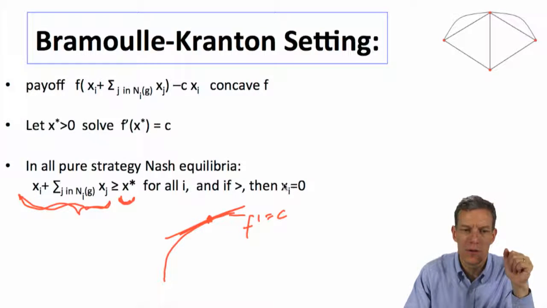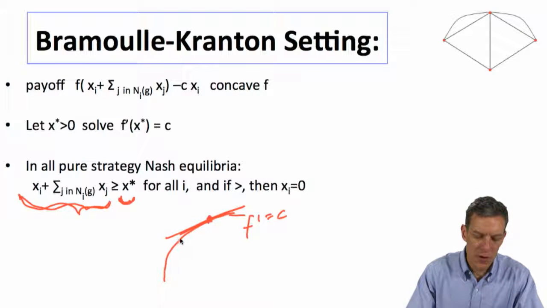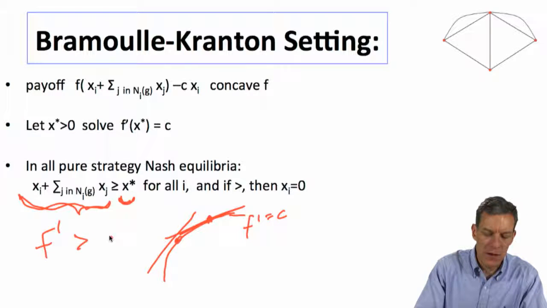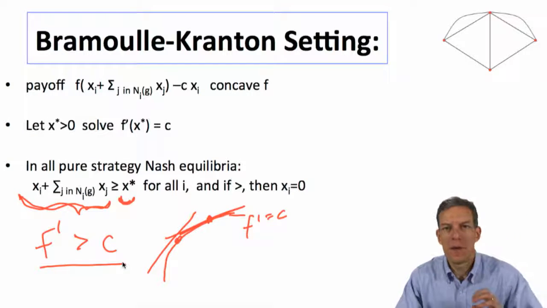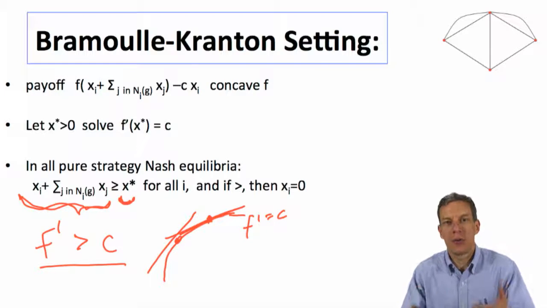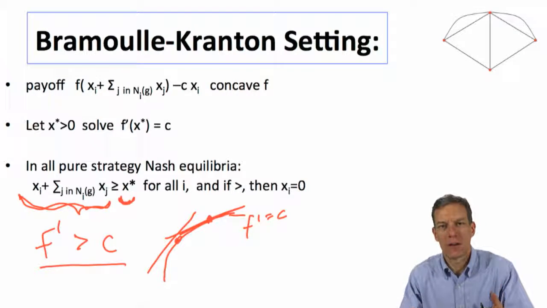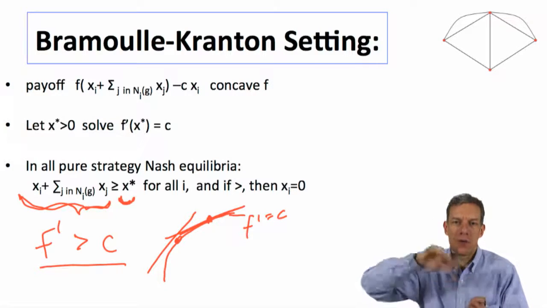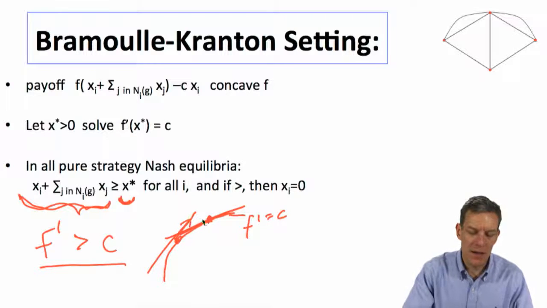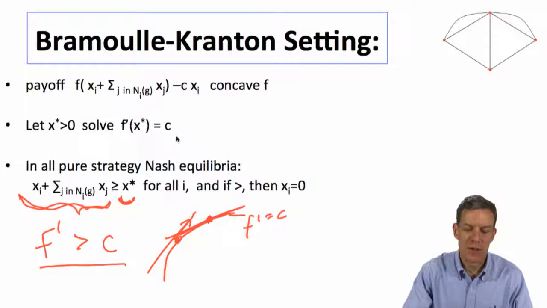The slope is exactly equal to the cost. So if you were seeing less action, then you would have f prime be greater than c. And so that means a little bit more action by one person. So if I add a little bit extra x, the gain I'm going to get in terms of my f is going to be a more rapid gain than what I'm going to lose in terms of cost.